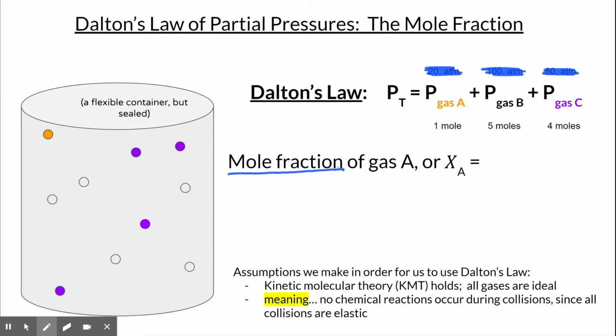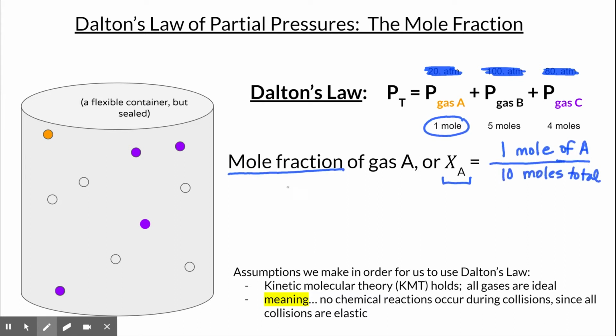And if to you it sounds kind of sort of like percentage, you're right, except that we are not multiplying by 100%. So mole fraction has the symbol X. So X sub A stands for the mole fraction of gas A. We know in this case that there is only 1 mole of gas A in the tank. So to solve for the mole fraction, we're going to divide 1 mole of gas A by the total number of moles in the tank, which is 10.